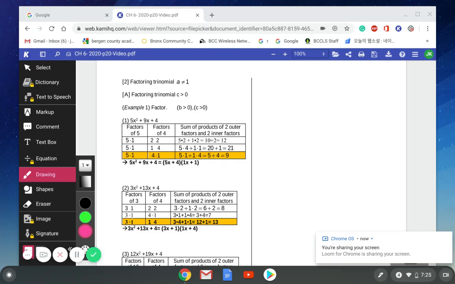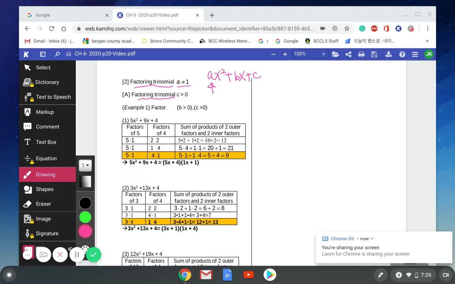We are going to learn about factoring a trinomial when A is not 1, when we have the standard equation ax squared plus bx plus c expression. So the leading coefficient A is not 1. Then factoring a trinomial by the trial and error method is much more complicated than the previous factoring of trinomials with A equal to 1.